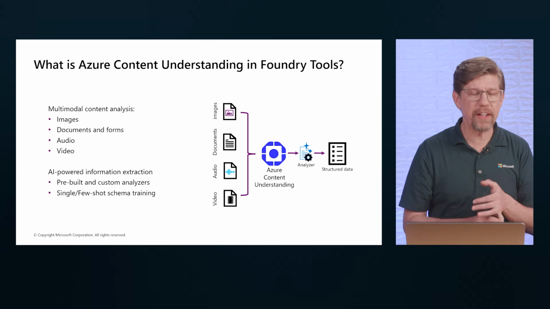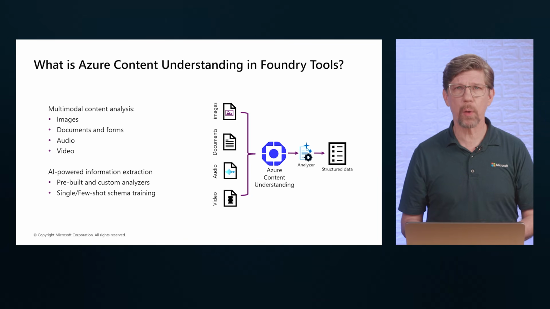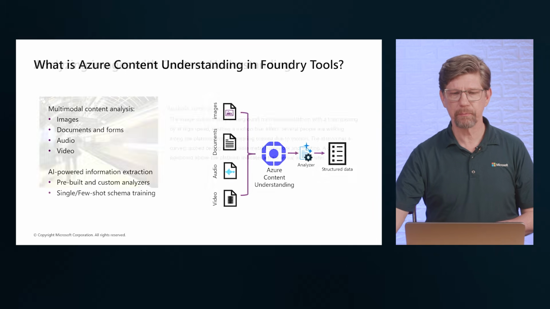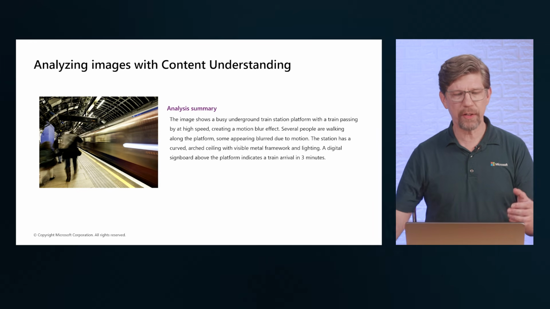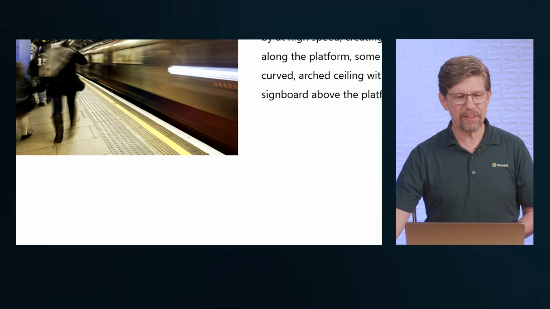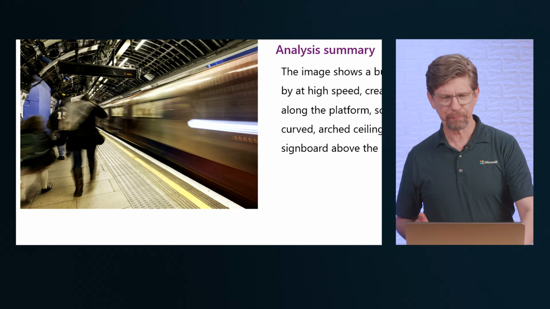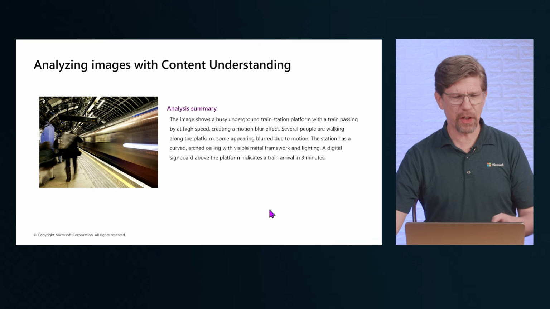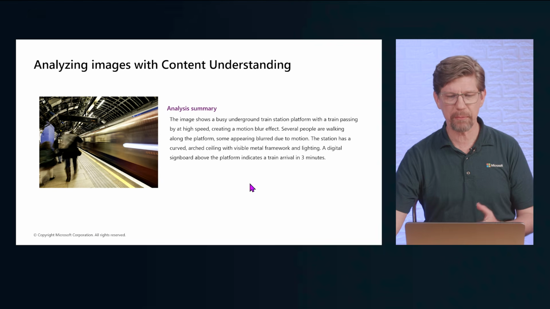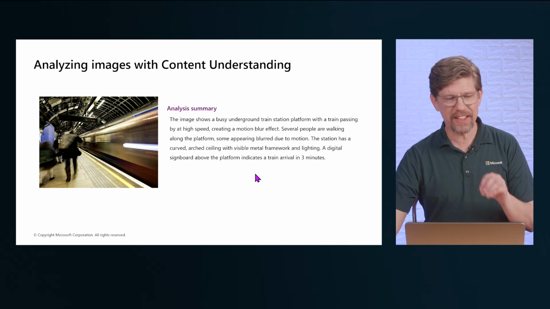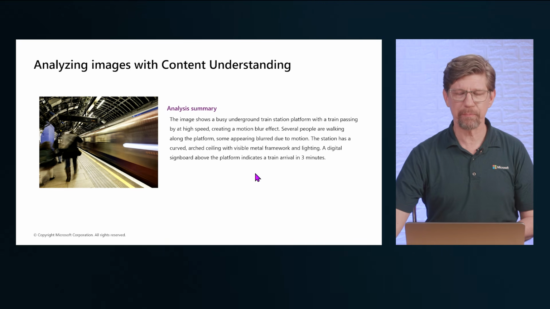So the tool can look at video, audio, documents and forms. What we're going to concentrate on here is its ability to look at images. Here we see a quick example, an image on the side, and maybe not the clearest of images either. We see a lot of blur in that image. And the analysis from Content Understanding says the image shows a busy underground train station platform with a train passing by at high speed. I'm not going to read the whole thing to you, you can all read, but this is the analysis summary of that image.